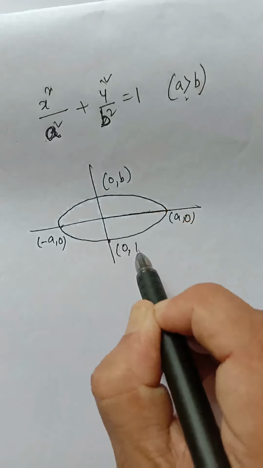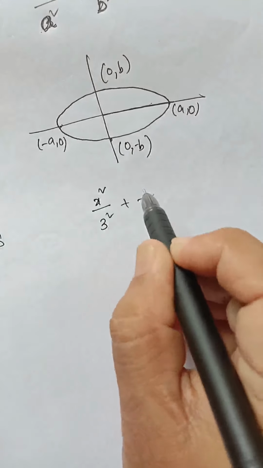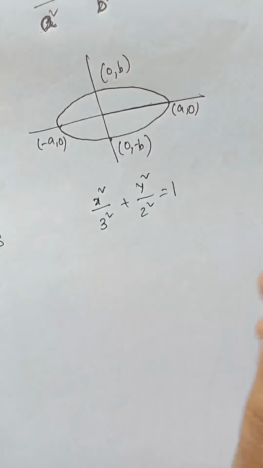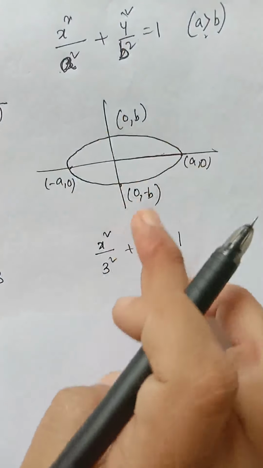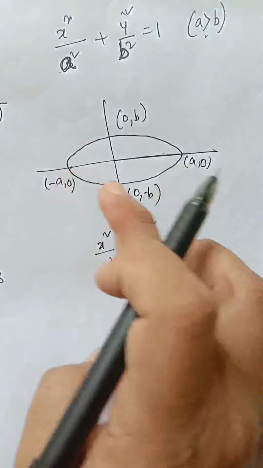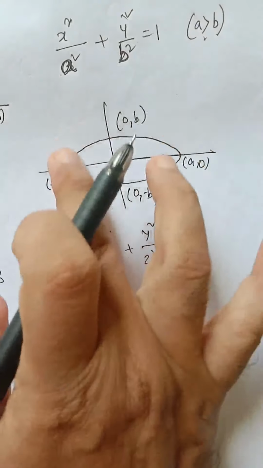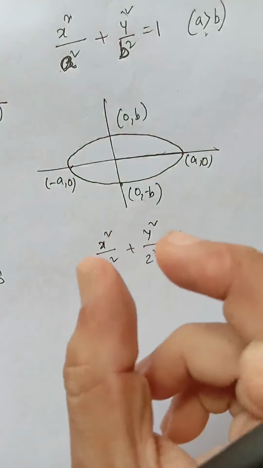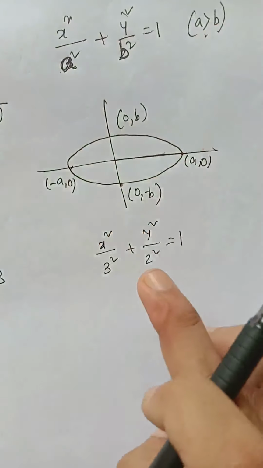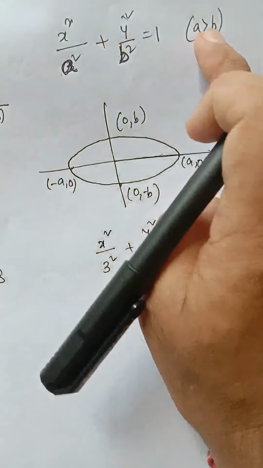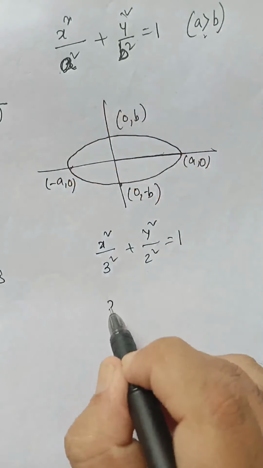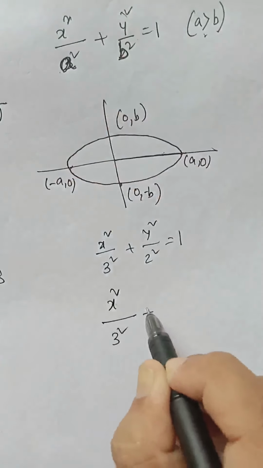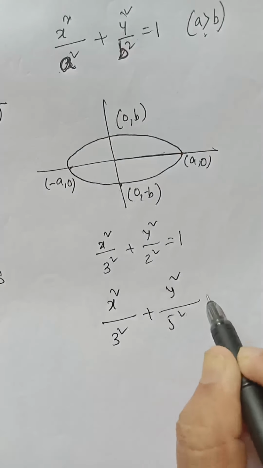Now in the question, if it is given, find the area bounded by x square by 3 square plus y square by 2 square equal to 1, then you can see clearly this is of this form and we will draw the ellipse exactly in this way. So you just have to consider whether a is more than b or b is more than a. If a is more than b, this length will be greater than this length, and if b is more than a, suppose x square by 3 square plus y square by 5 square equal to 1. This is given in the question.